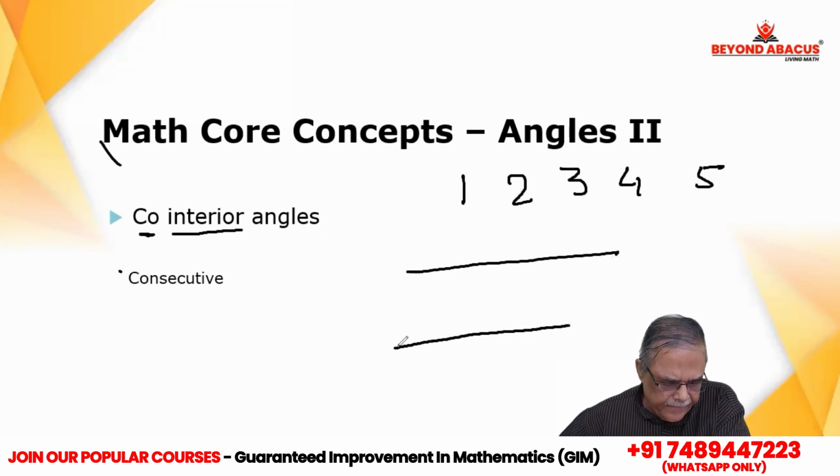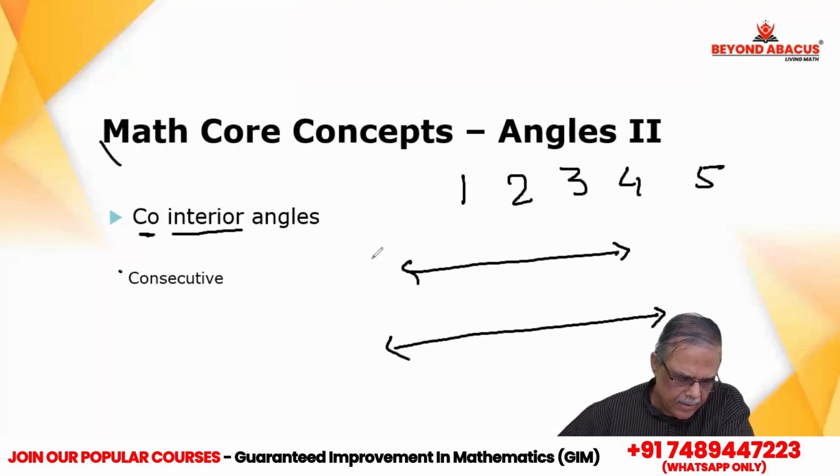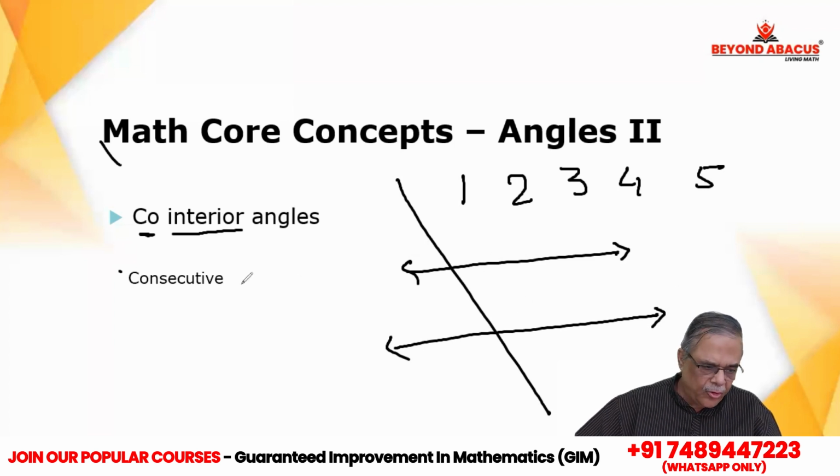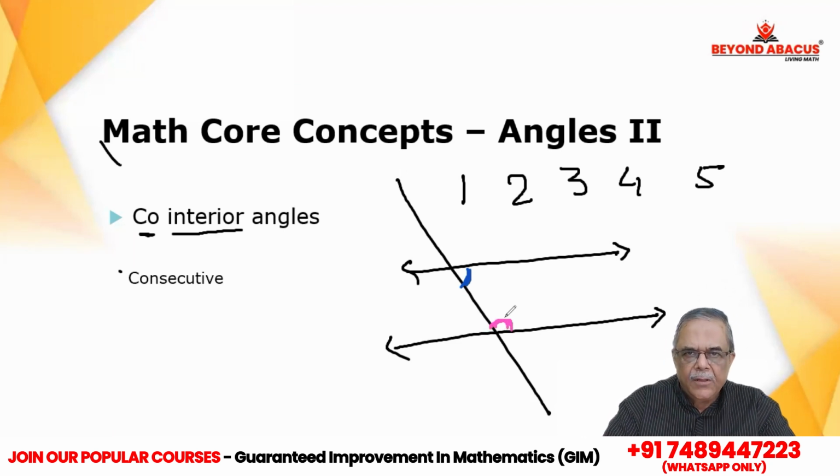These are two parallel lines. And this is a transversal. Now, interior means between the parallel lines. So if you see the interior of the parallel lines, let us show with different colors. So this is one angle in the interior of the parallel lines, and this is another angle in the interior. Okay. So these are called co-interior angles.